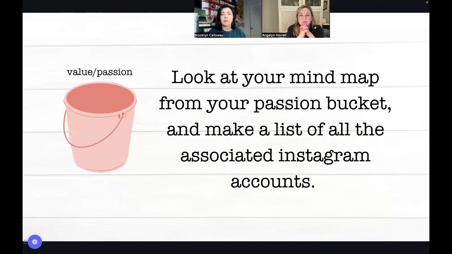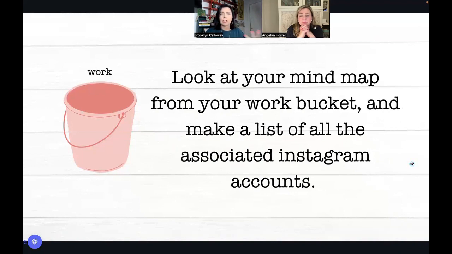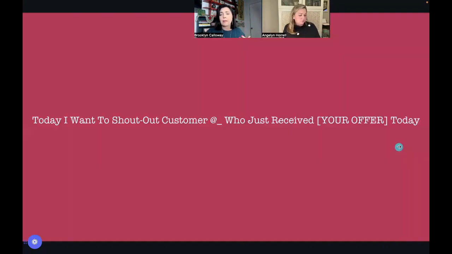Okay, so the next one, your value and passion bucket. Obviously, look at that mind map and make a list of all the associated Instagram accounts for that as well. You want to look at your work bucket, same thing, different mind map, and make lists and really think about each bubble and the story that you want to tell online, and think about all those different accounts and make a list.